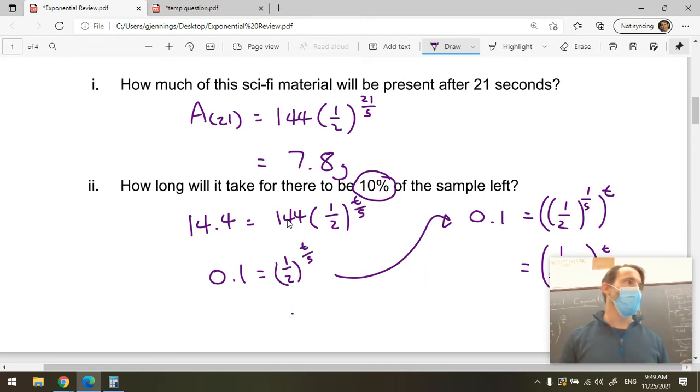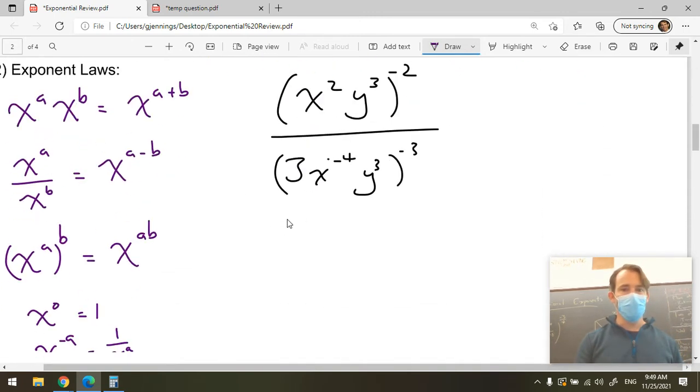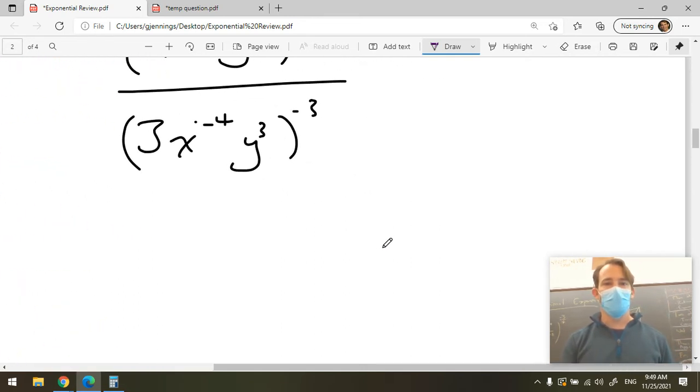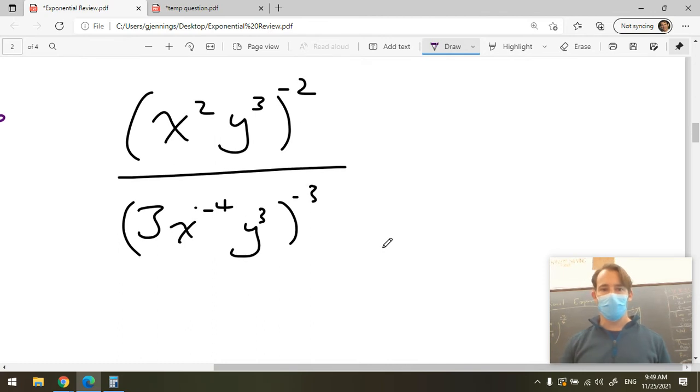At this level, you can use logs for this one to find an exact answer, or you could graph and find a very precise answer with decimals. But on the test, it's guess and check. And I give you guess-and-check questions that are not punishing you for guessing and checking. Let's take a look at this one.